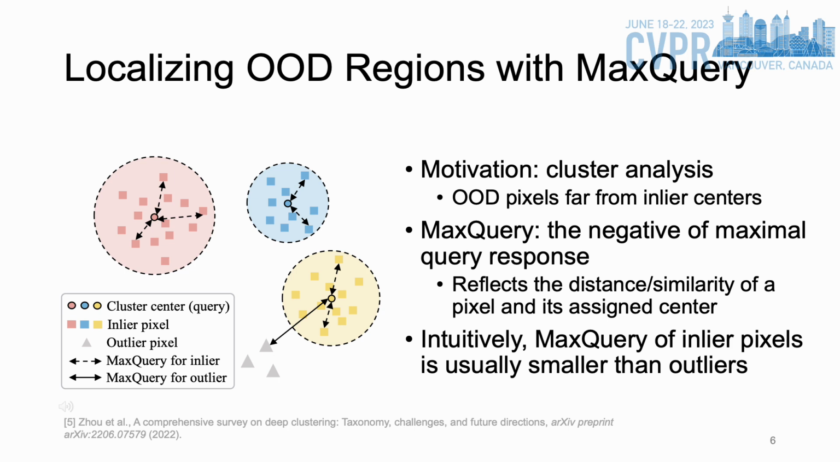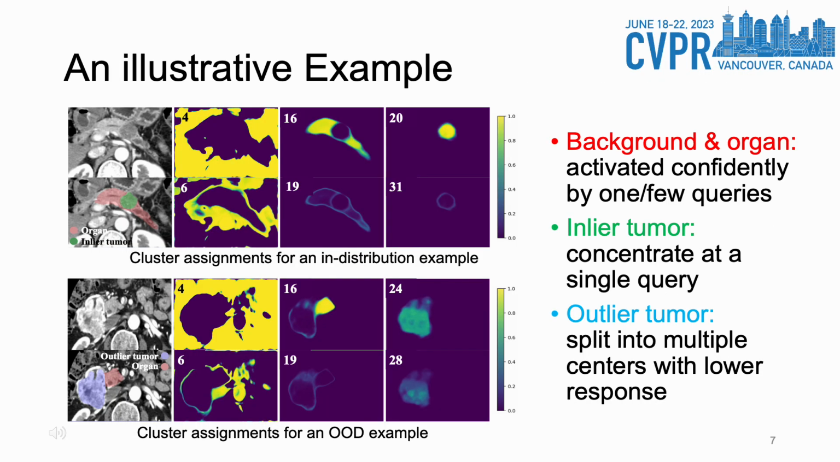Therefore, MaxQuery of the inlier, dotted arrow, is usually smaller than that of the outlier, solid arrow, and thus is able to identify the anomalous/OOD pixels. We visualize the mask predictions of in-distribution and OOD examples to illustrate the working mechanism of object queries as cluster centers and how MaxQuery identifies the OOD condition.